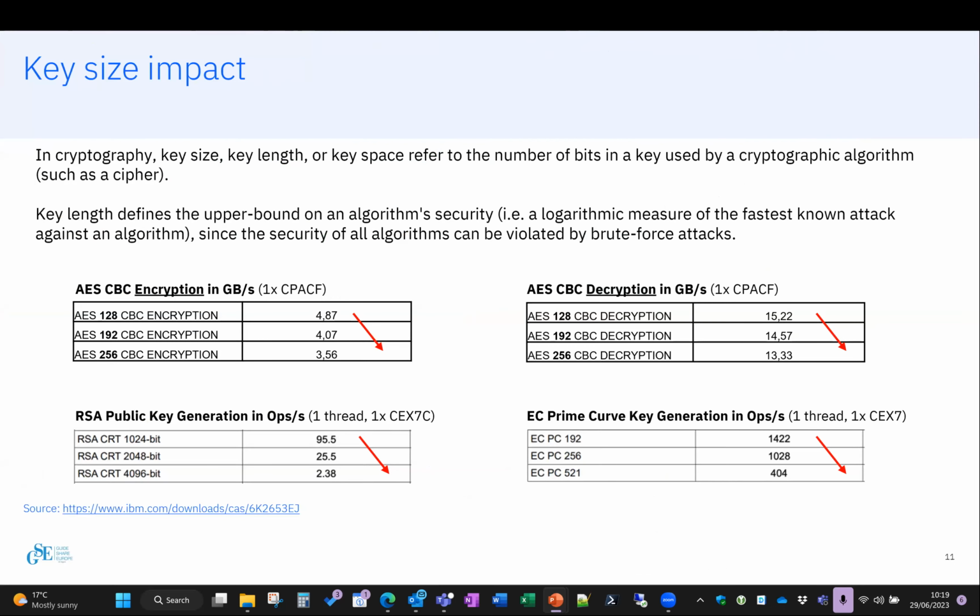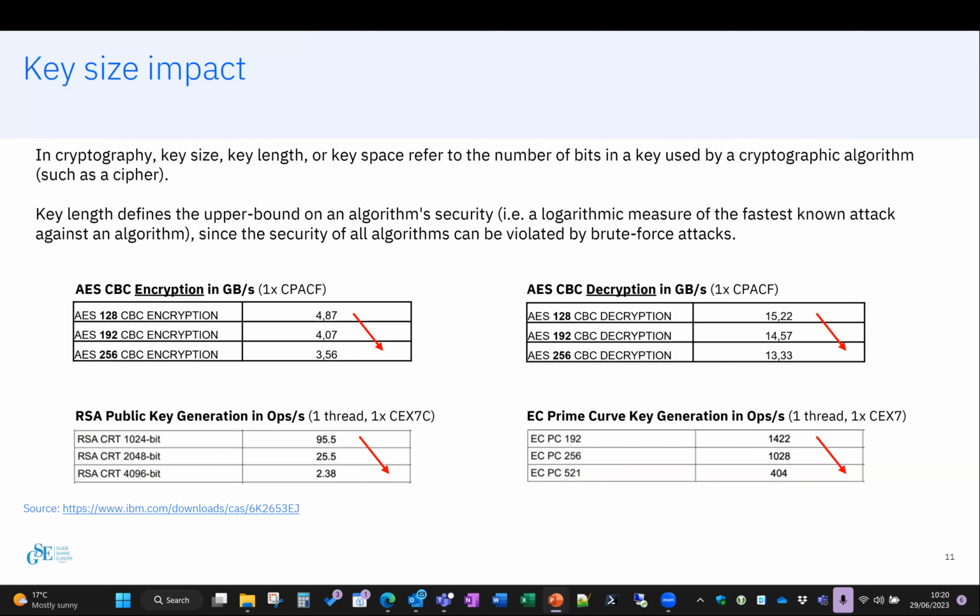And in a second, you will see that with the same algorithm, increasing the key size, the performance becomes not good. So in terms of gigabytes per second, with the central processor, with AES, simply increasing the key size from nearly 5 gigabytes to 3.5 gigabytes per second, the bandwidth goes down. It's more important for asymmetric algorithm families like RSA, as you can see, from nearly 100 operations per second for key generations to 2.38, which is quite small. So that is important to take into account.